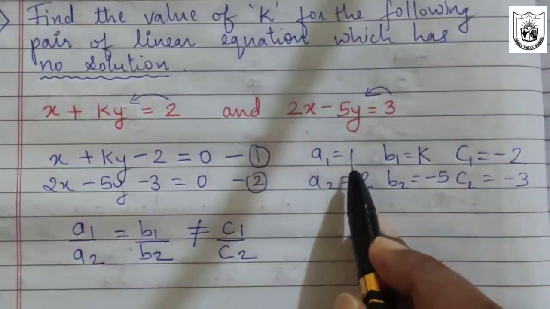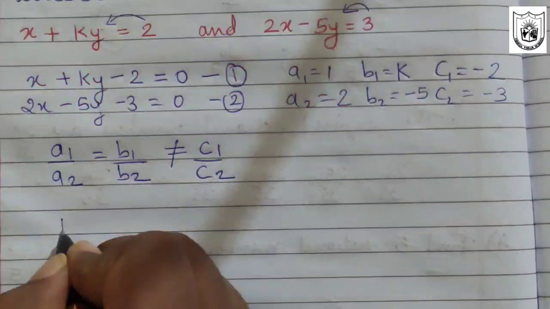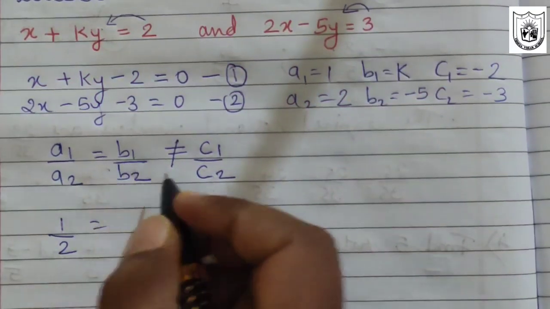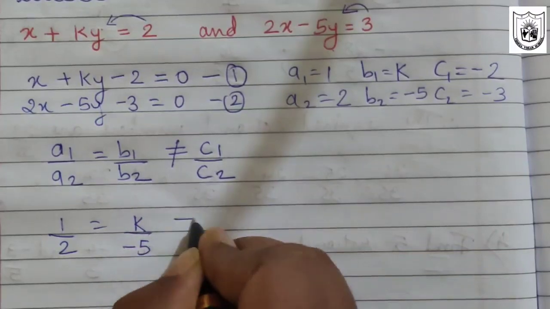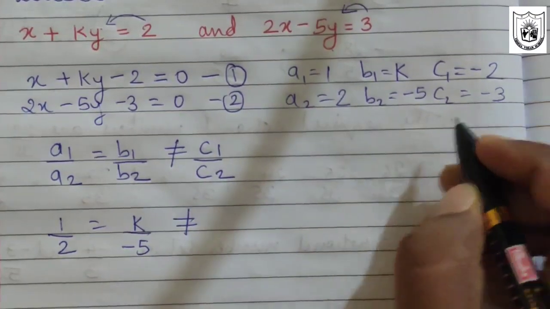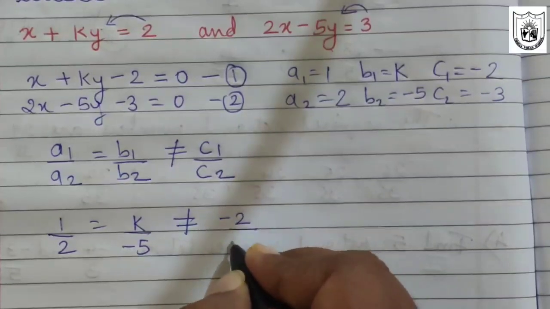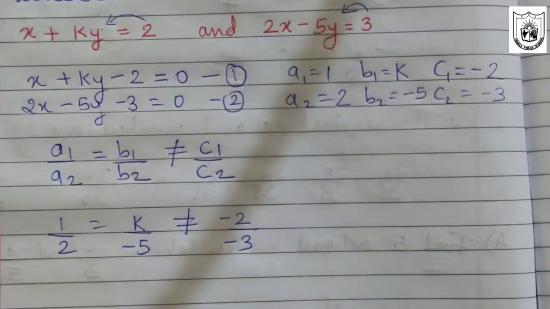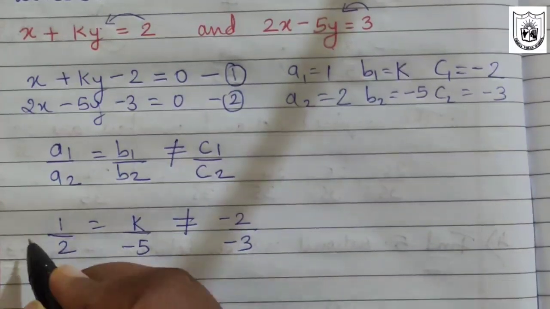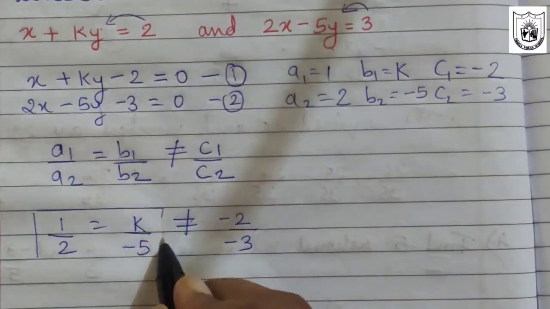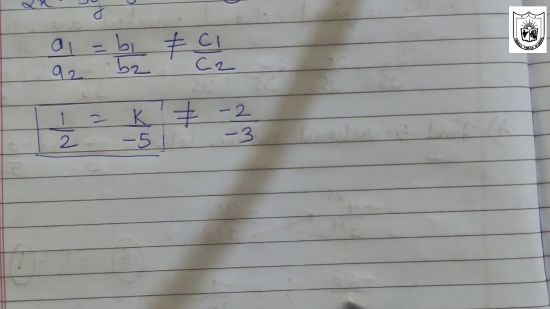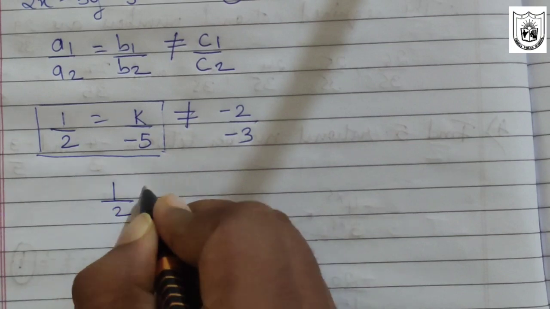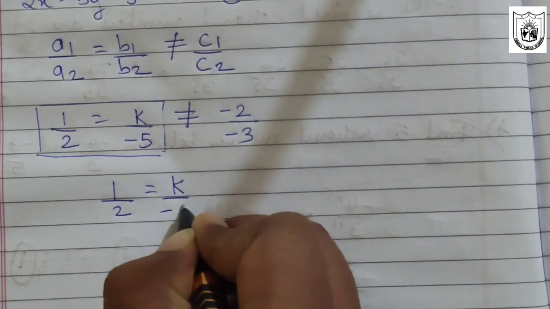So a1 upon a2 will be 1 upon 2 equals b1 upon b2, which will be k upon minus 5, not equal to c1 upon c2, that is minus 2 upon minus 3. Here we need to find the value of k. So since these two ratios are equal, we will consider them further to find the value of k. So let me copy only these two steps further. So it will be 1 upon 2 equals k upon minus 5.